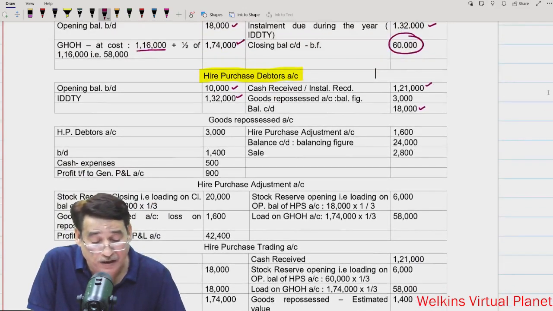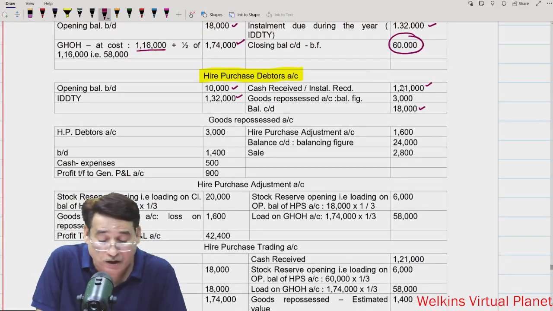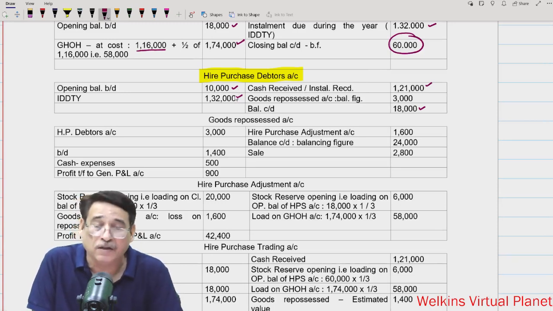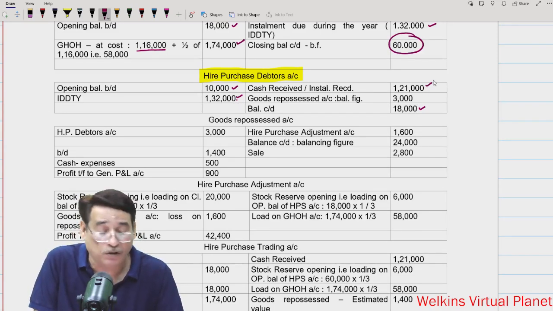After that, you can now balance this account. Now in this account, see here, opening balance is there. Installment due during the year is given. Closing balance is also given. Cash receipt from debtors is also given. So this could be your possible balancing figure.